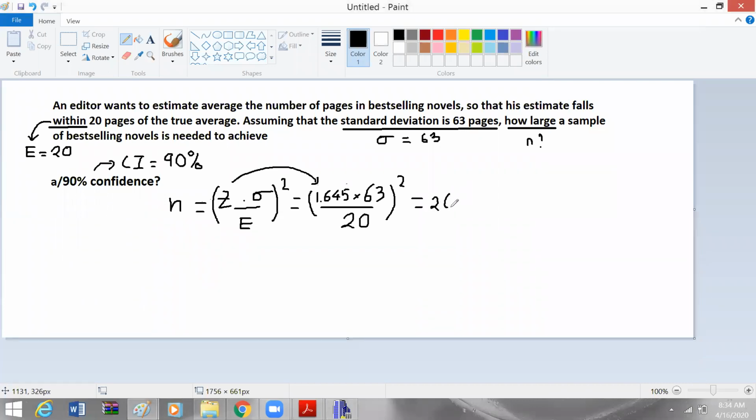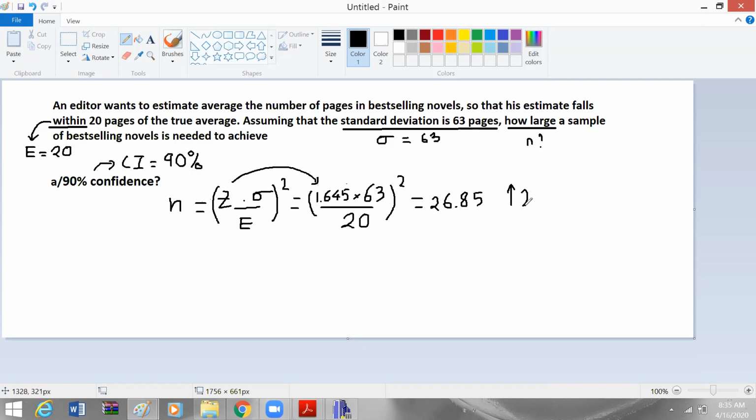Okay, this is the thing that we need to do. Remember, the sample size n is usually a whole number. We can't have 26.85 samples, 26.85 novels in this case, the best-selling novels. So all we need to do is round up or round off. But usually we have to round up to guarantee that the error bar cannot exceed a certain number of pages. In this case, we have 20 pages, so we round up to 27. So we always have to round up for this type of question.